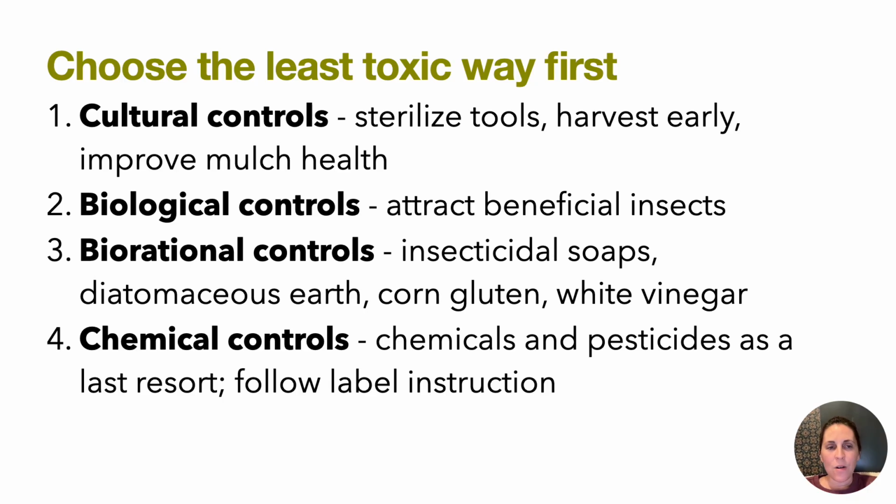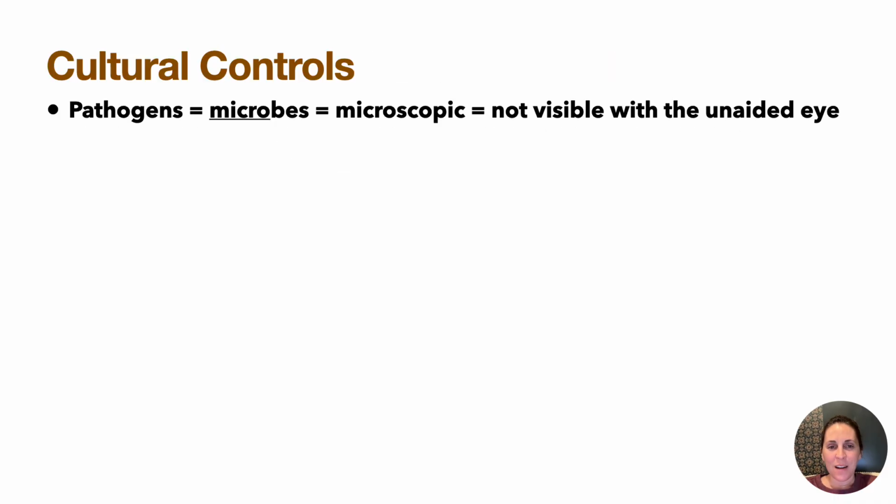All right, so let's say that you have some sort of pest or pathogen that you choose that it is essential you deal with. All right, so the step is to start with the least toxic way first. So just as a review, that's number 1, cultural controls, number 2, biological controls, 3, biorational controls, and 4, chemical controls.